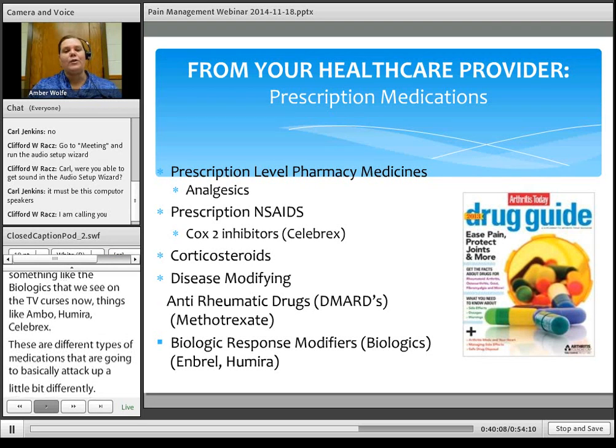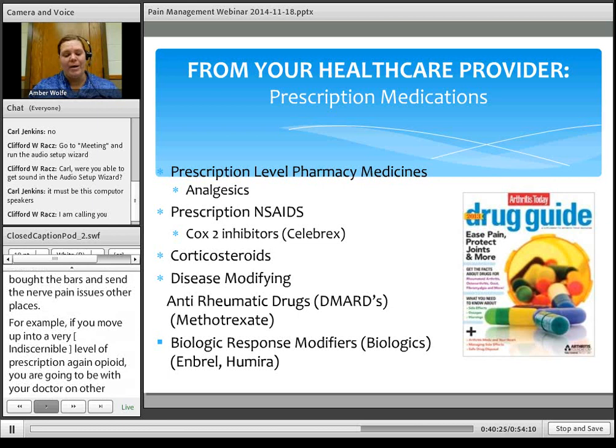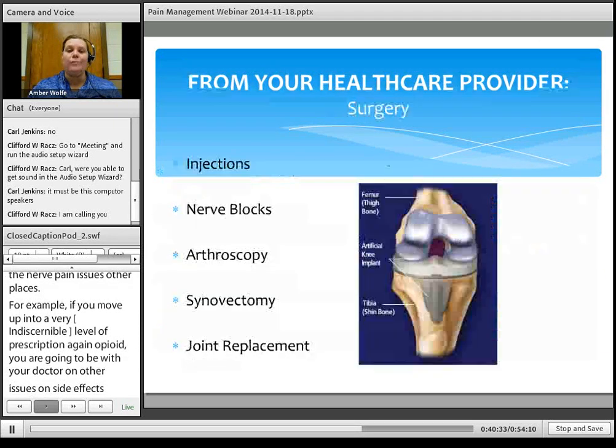So, for example, if you move up into a very strong level of prescription like an opioid, you're going to be working with your doctor on other issues related to side effects and how those are going to affect your body. Again, those are things that we are not going to be able to recommend to you at all in this. It's just something that you need to talk to your physician about, and know that these are not scary options. You just need to make sure you ask the correct questions to find out which is really the best option for you and how your body is going to handle these.